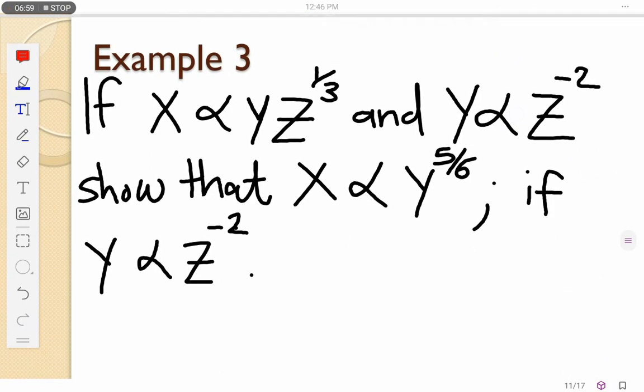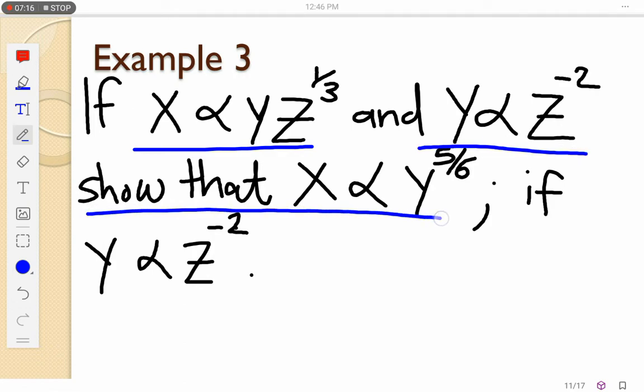Okay, so the last question. This one is a little bit tricky, but very similar to the previous question. We have: if x varies with y z to the power of a third, and y varies with z squared, show that this is that. We are also given extra information: y varies with z to the power of minus 2. So let's use that information.